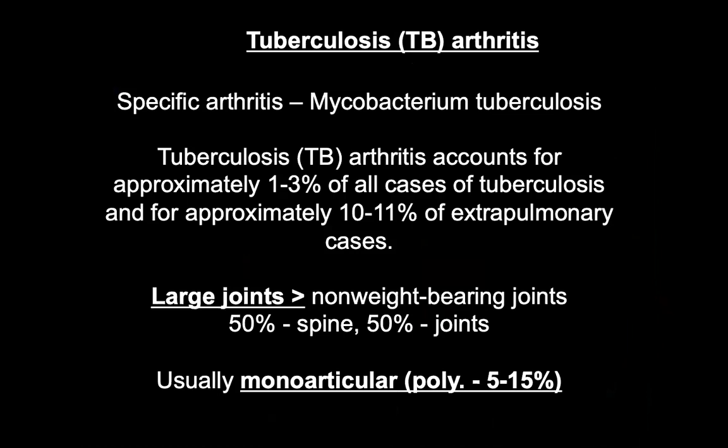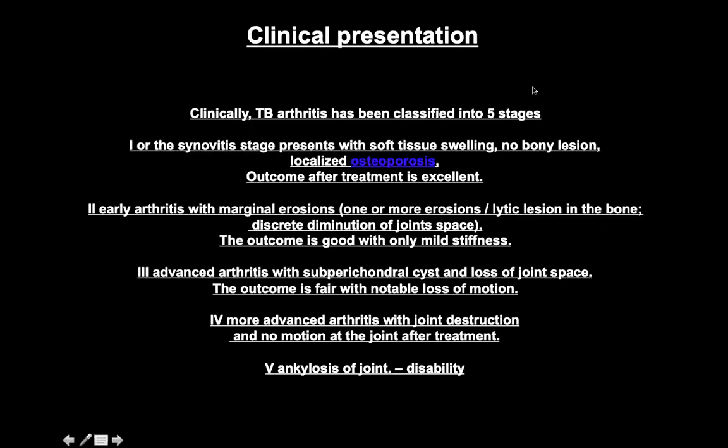Tuberculosis arthritis is a specific arthritis caused by Mycobacterium tuberculosis. Tuberculosis arthritis accounts for approximately 1 to 3% of all cases of tuberculosis, and approximately 10% of extrapulmonary cases. Large joints are affected much more often than non-weight-bearing joints. Usually monoarticular; polyarticular is about 5 to 15% of cases. Clinical presentation has 5 stages.